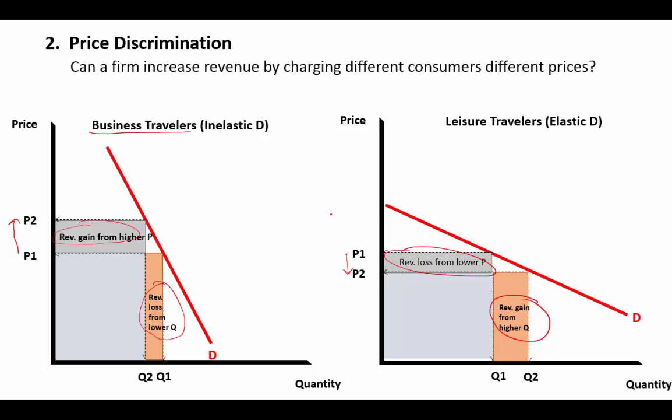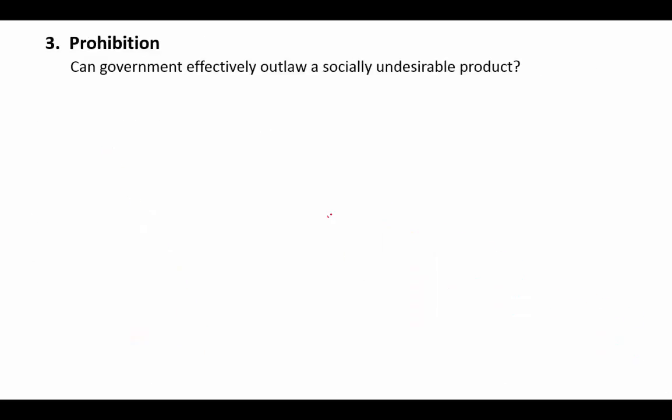They'll offer you lower prices. Let's move on and talk about some public policy issues where elasticity plays a big role. One issue on which I think some really basic economic analysis has a lot to add to the debate and discussion, but is really underappreciated in my view, is the question of prohibition. Can the government effectively outlaw socially undesirable products like alcohol or narcotics?